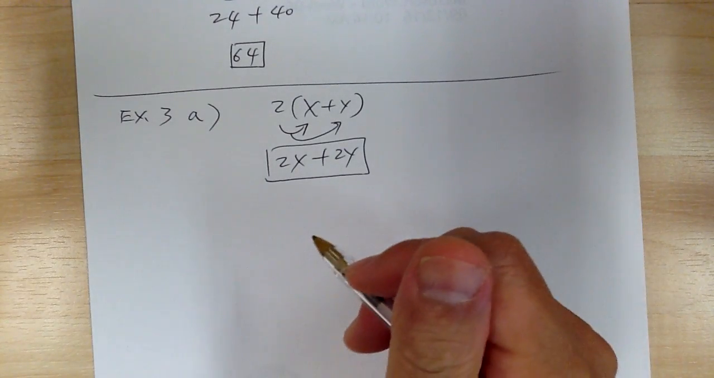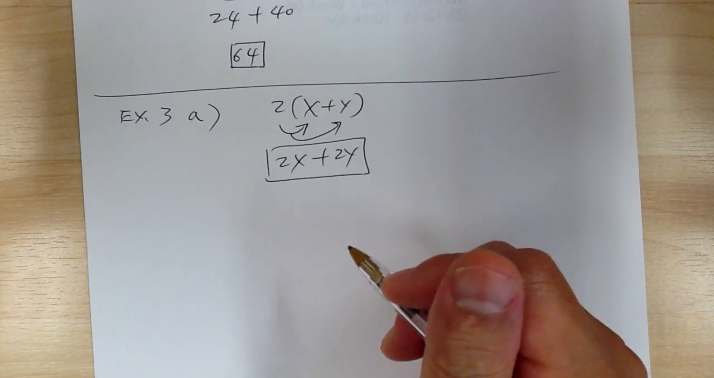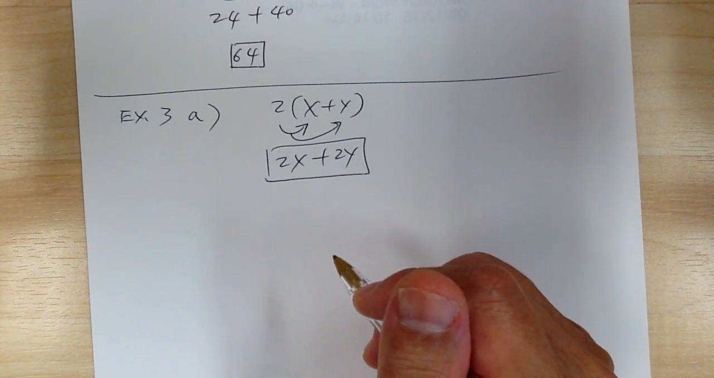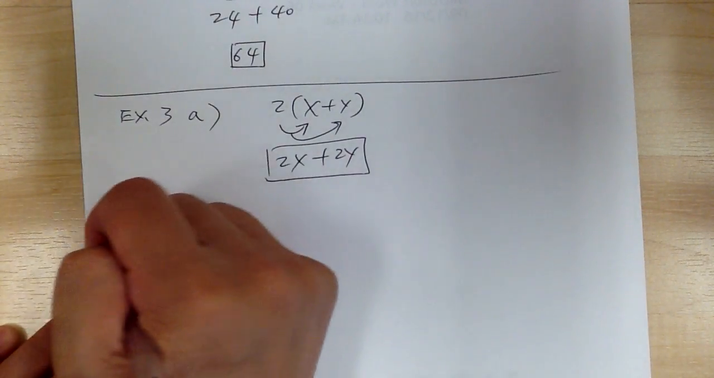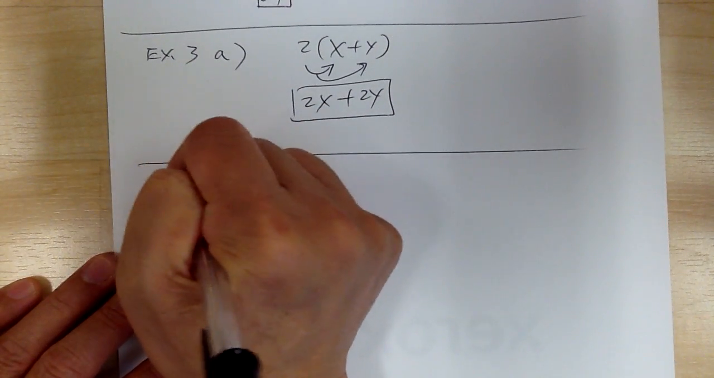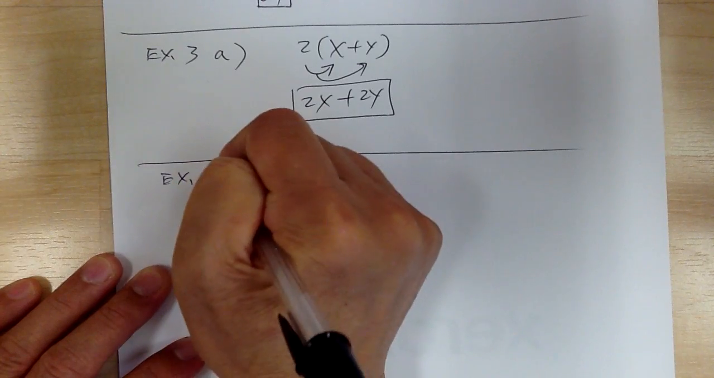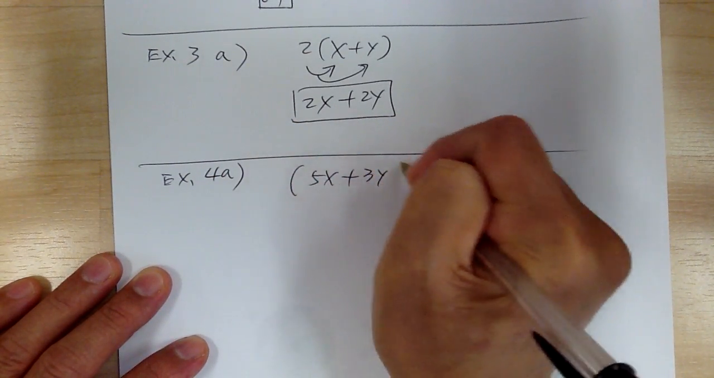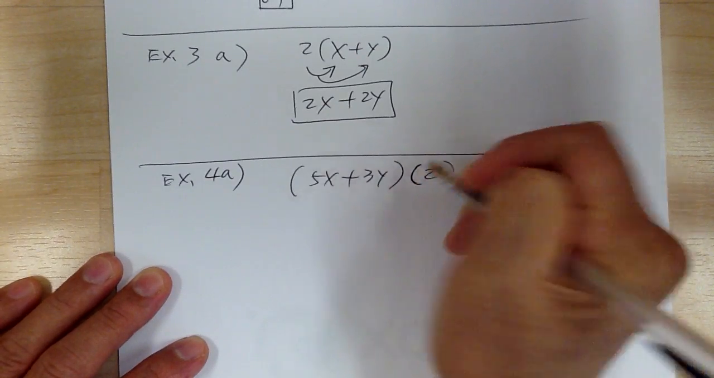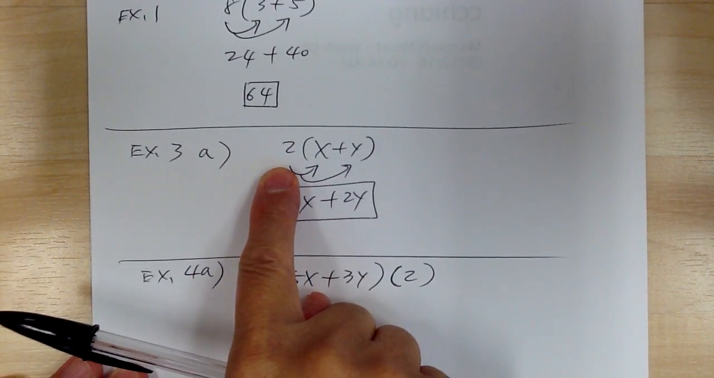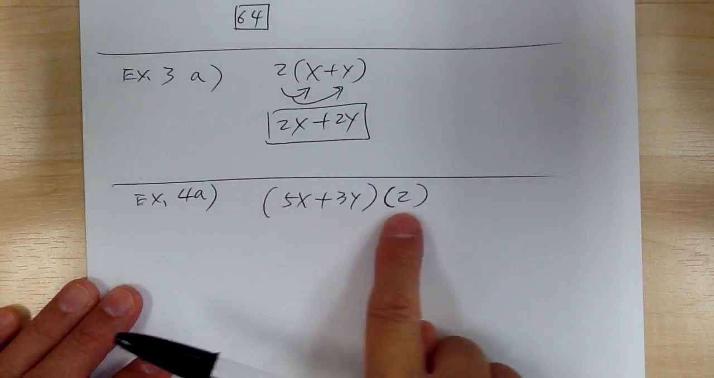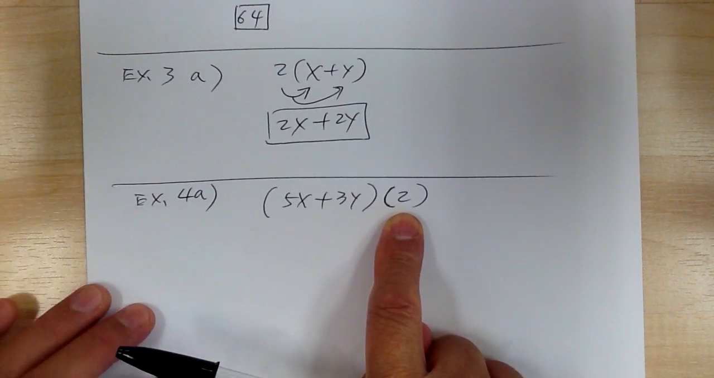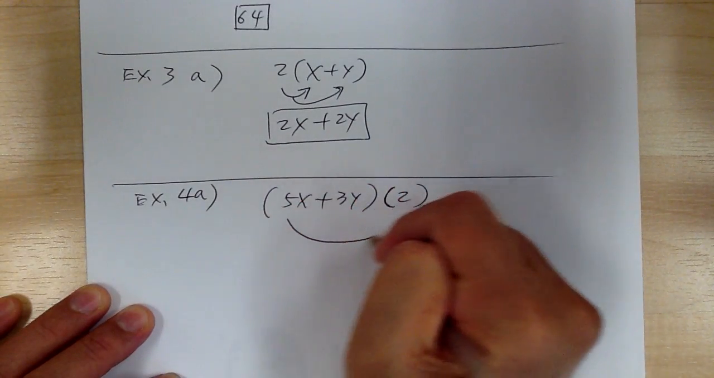So this is called the distributive property. Now, with the distributive property, you can also go backward. So if you go to example 4a, you got (5x plus 3y) times 2. Notice right now, over here, you got a number in front and a variable in the back, right? This one is reversed, but you do exactly the same thing. You just go and distribute, so you multiply.